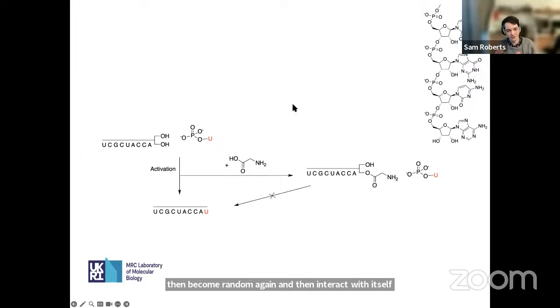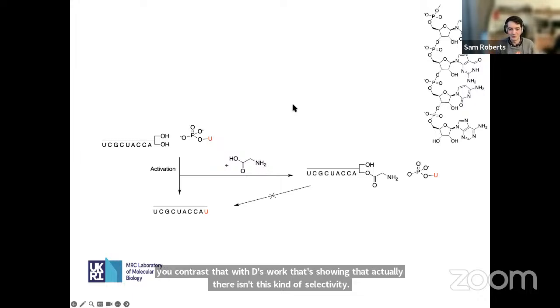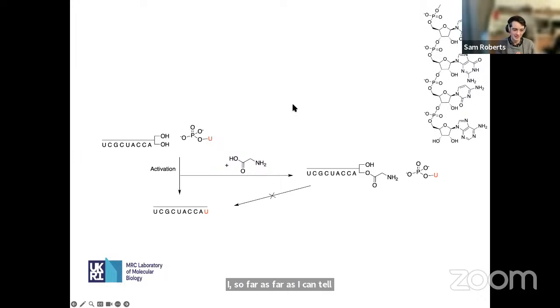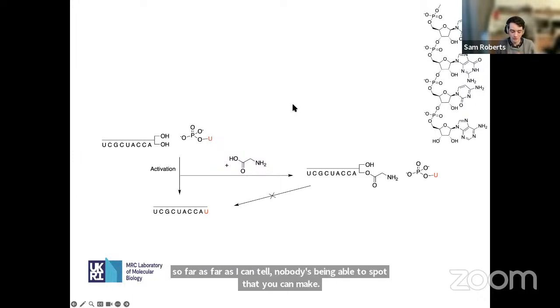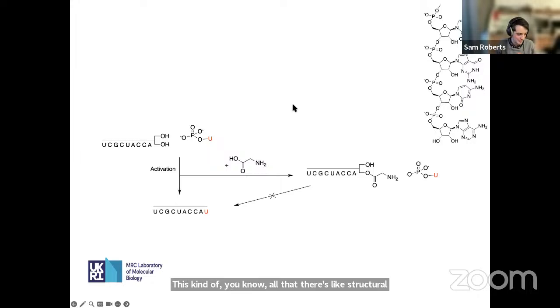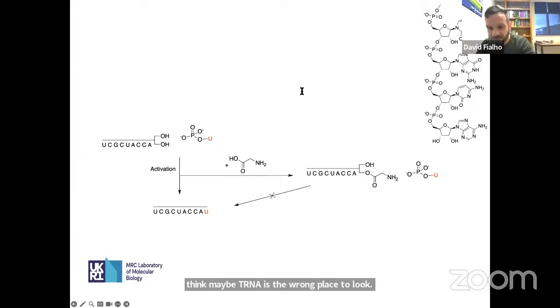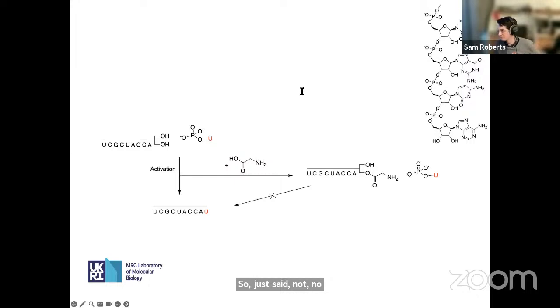And I think it's interesting, because then you contrast that with Dieter's work that's shown that actually there isn't this kind of selectivity, or at least so far as I can tell, nobody's been able to spot that there's structural sequence specificity, I don't think, but maybe Dieter can speak to that a little bit more. But interesting questions, but I think maybe tRNAs are the wrong place to look. So Dieter just said, no, that we see so far. Yeah. I mean, maybe it's a length thing as well, maybe, but I don't know.